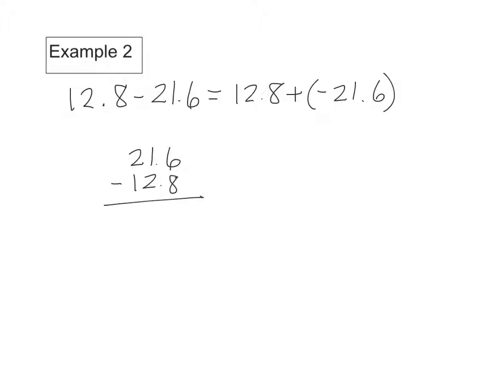Notice that I lined up my decimal points so that I can line up my place values, and then I just do subtraction. So I'm going to get 8 6/10. Now, because the 21 6/10 is the bigger number, my answer will be negative. So this should be my solution.